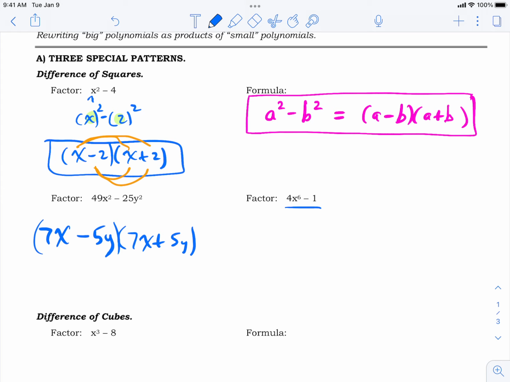Okay, well, is it two perfect squares? That's the question. So I'm looking at the 1 first, because that's the easier one to look at. What times itself is 1? Well, 1 times itself is 1. Okay, so that's going to work.